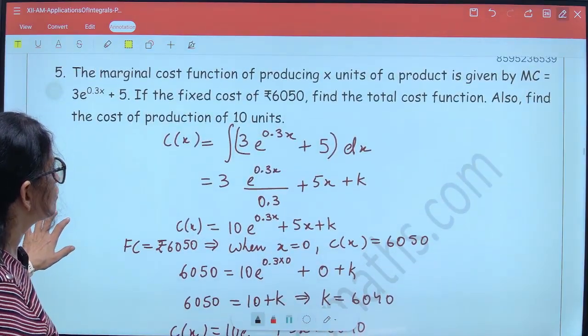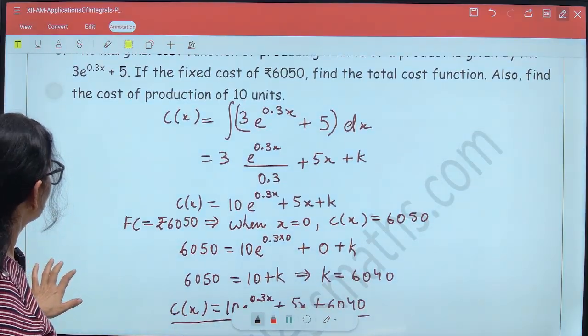Do we need to find something else? Find the total cost function and also find the cost of production of 10 units.